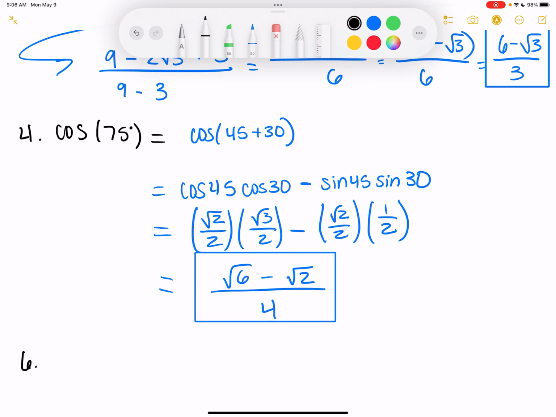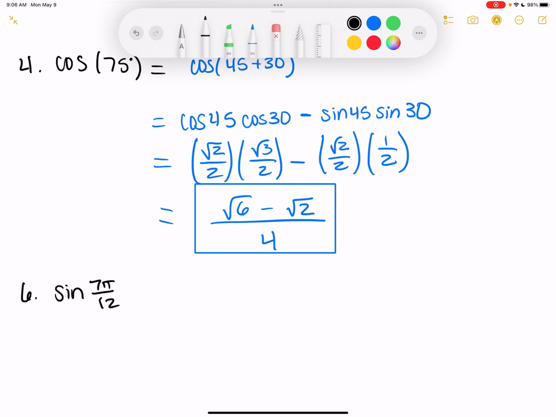Thanks. All right, so 6 is going to be the sine of 7 pi over 12. So with this one, part of why I said convert radians to degrees to make your life easier is because I don't necessarily think that off the top of your head you know two angles that add up to equal 7 pi over 12 without a lot of effort, because that's not something on our unit circle, like increments of pi over 12s. Not that you couldn't figure it out, but that just seems like a lot of work. So we'll convert radians to degrees.